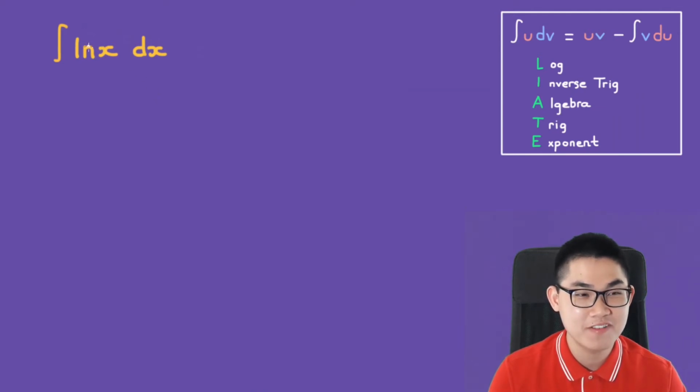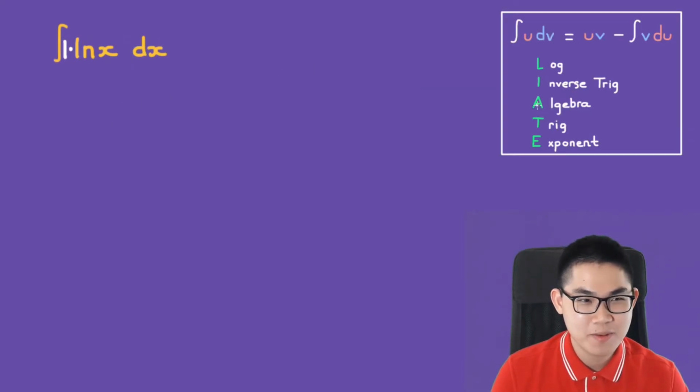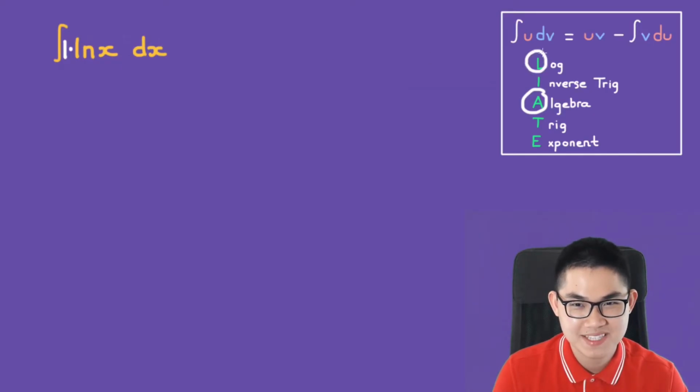The integral of ln of x dx. So you can think of this as 1 times ln of x. Now, using our acronym, we have the 1, which is the algebra. And then we have ln of x, and that belongs to the log, actually. The first circle at the top is a u.